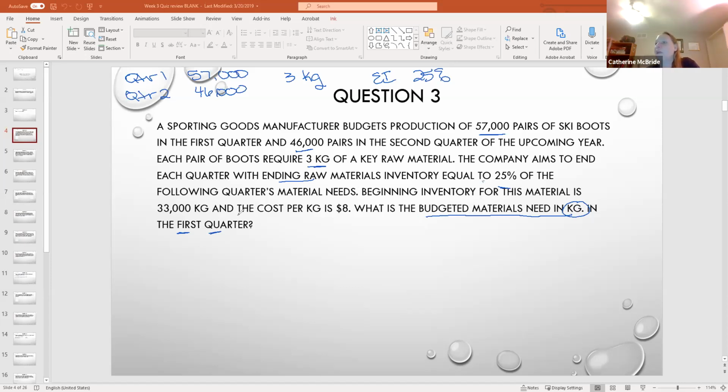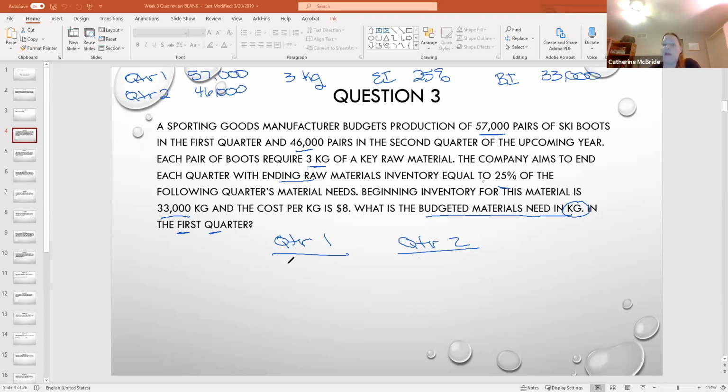For this material, beginning inventory is 33,000. All right, so we're just going to use our formula. We know we have quarter 1, and we have to figure out quarter 2, because we have to know from quarter 2 what our needs are.